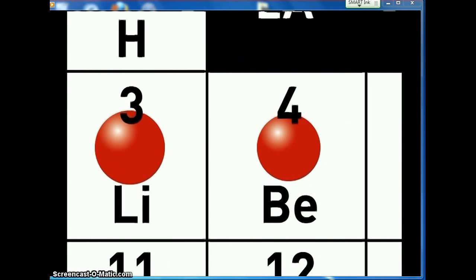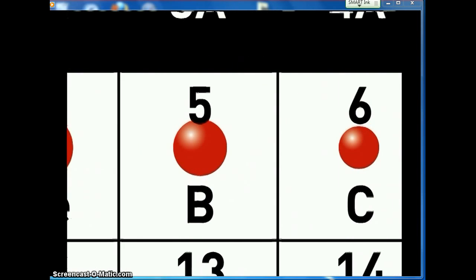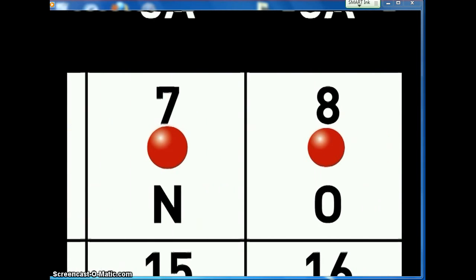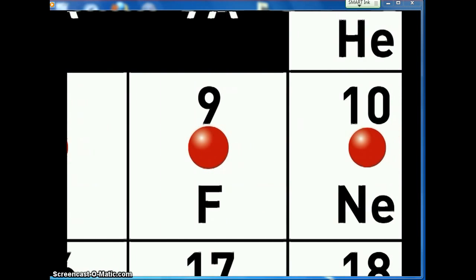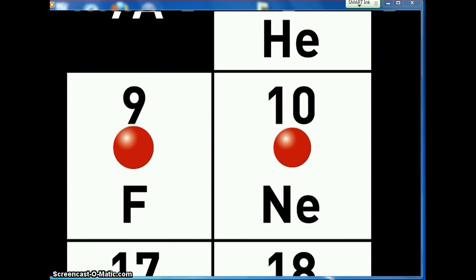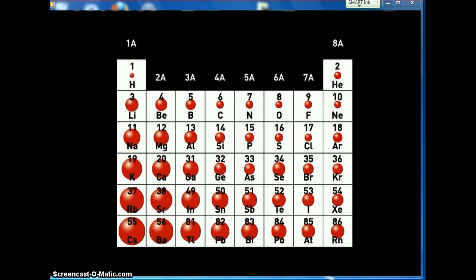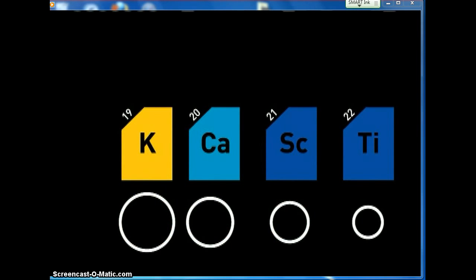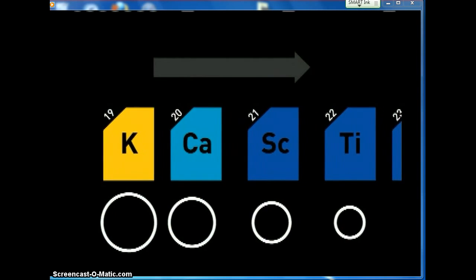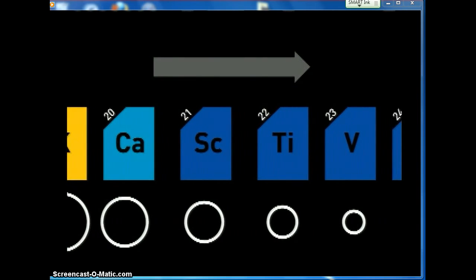But as we cross a period from left to right, the radii generally get smaller. One electron and one proton are added to each element. The nuclear charge dominates and the atom contracts. This general trend is followed for most of the S block and P block elements. But we see some small irregularities in this trend with elements in the D block. For example, going across the fourth period, we see a small decrease and then a small increase in atomic radius going across the D block.